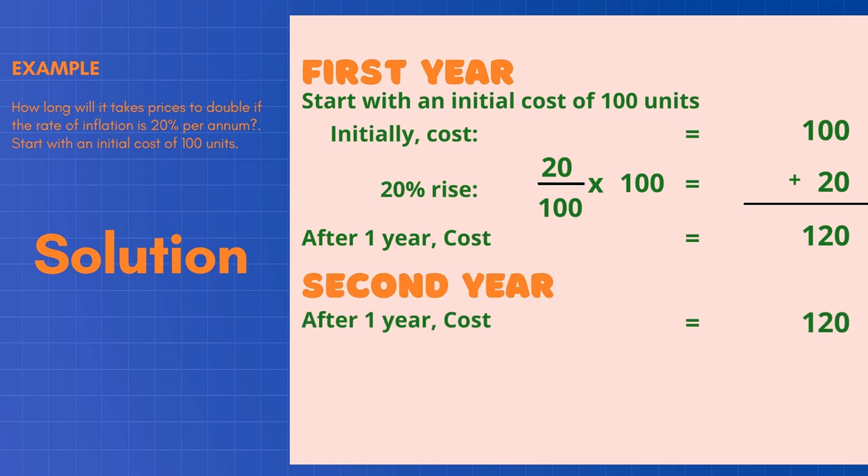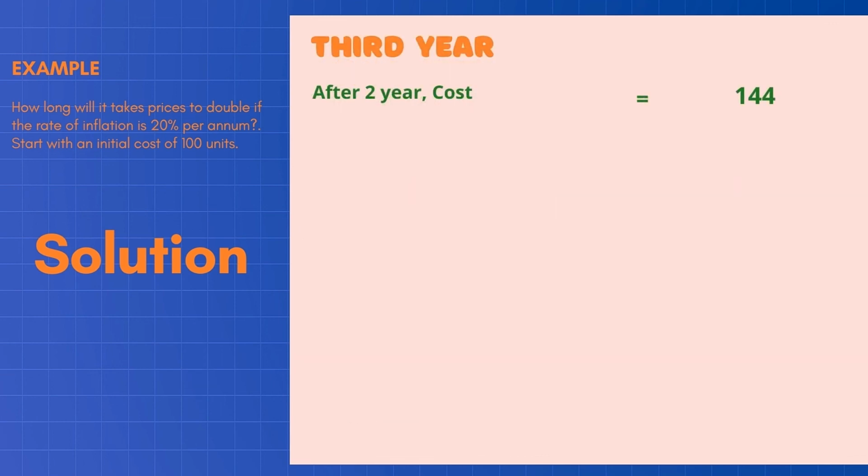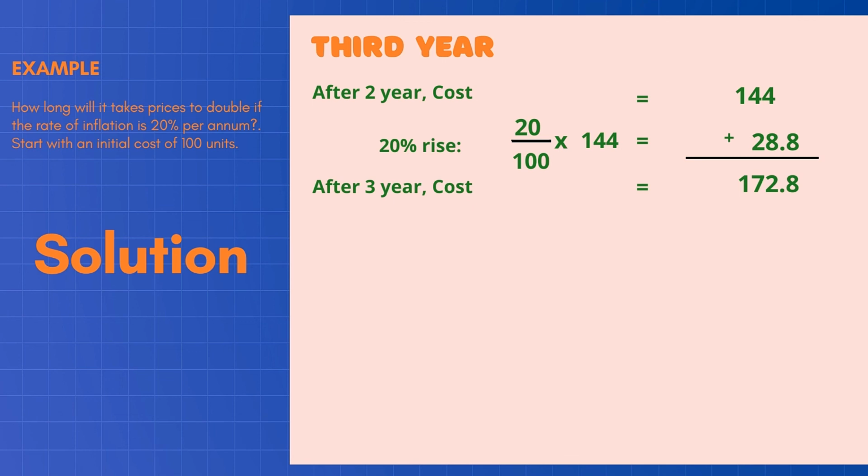Now, for the second year, the cost is now 120 units, remember? So 20% of 120 units will give us 20 over 100 times 120, which will be 24. Summing up, we have 144 units as the cost after 2 years. For the third year, the cost is now 144 units. Now 20% of 144 will give us 28.8 by the time you multiply and divide. Now, summing up, we have 172.8 units, which will be the cost after 3 years.